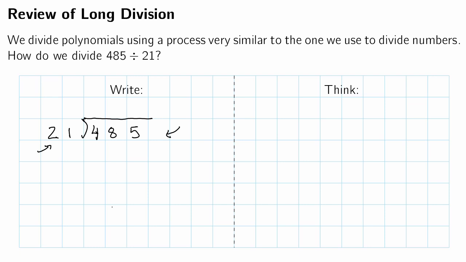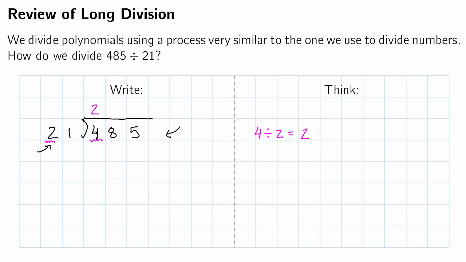There are lots of ways we could go about this, but my fourth grade teacher said, look at the first digits. We want to think, what is 4 divided by 2? We can do that in our head. That's 2. So 2 goes into 4 twice. The first digit of our answer is going to be a 2.